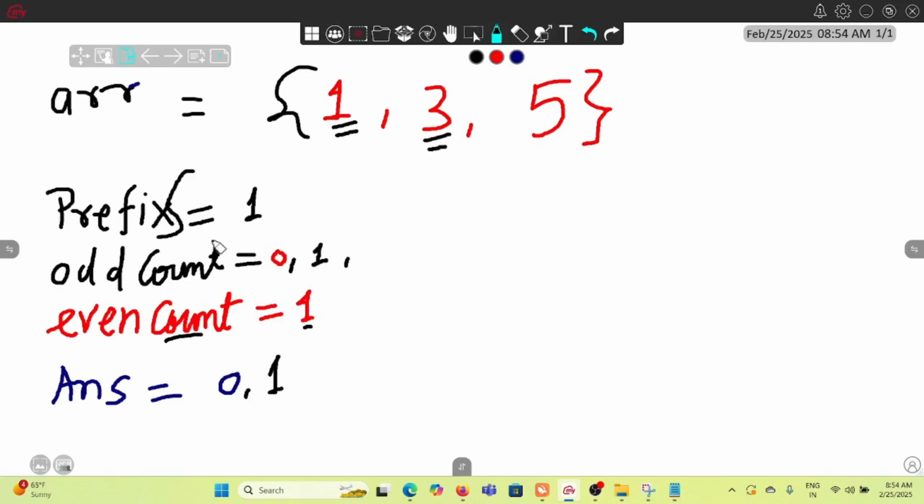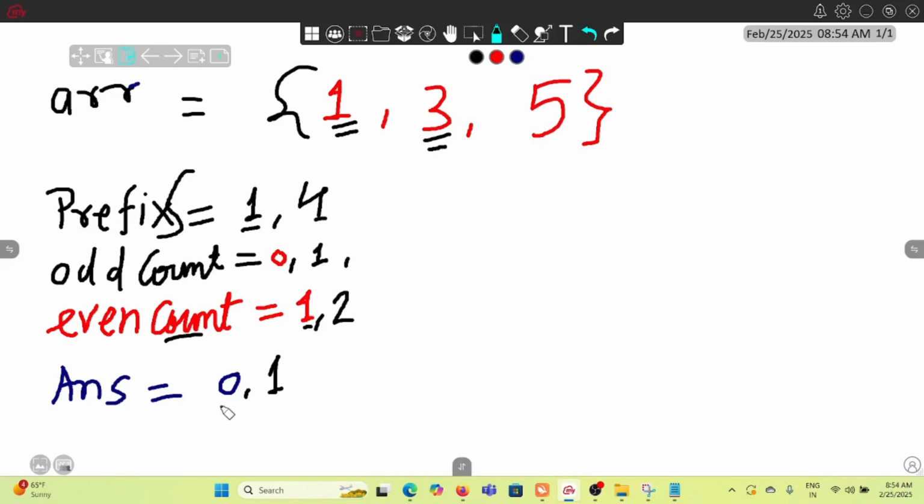So prefix sum would be whatever sum we have found plus the next number. So 1 plus 3, now prefix sum would become 4. Now it has become 4, this is an even number, so even count would be increased. So even count now will become 2. Now because this is an even number, we have to check how many odd counts are there. So see here, we have odd count equal to 1.